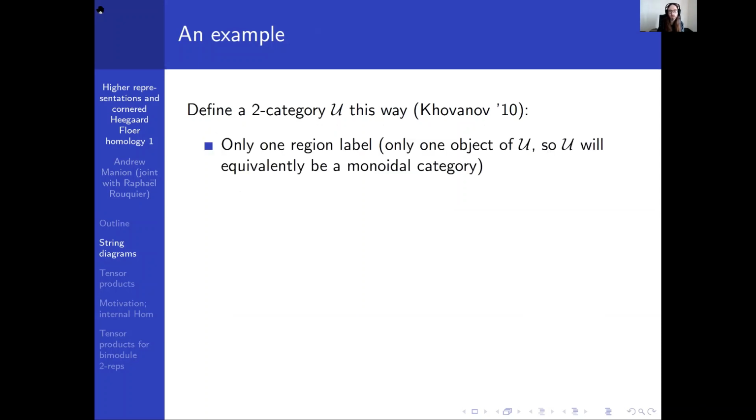So we're going to define a two category this way. It'll have only one object, so you can view it as a monoidal category if you want. So that means you have only one region label. And we're going to pick only one color of string as well. We're going to view that as a black string pointing up. And if we want a name, that's going to represent a one morphism from the single object to itself. If we want to give that a name, we'll call it E.